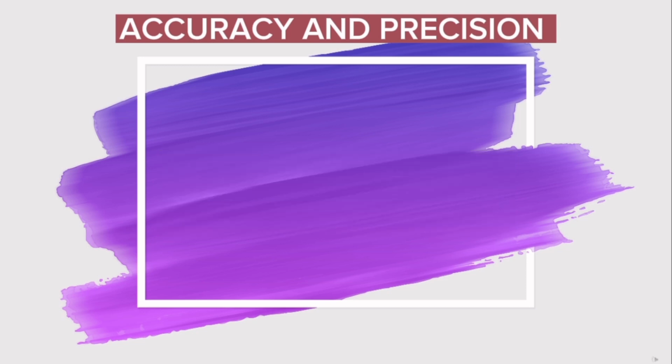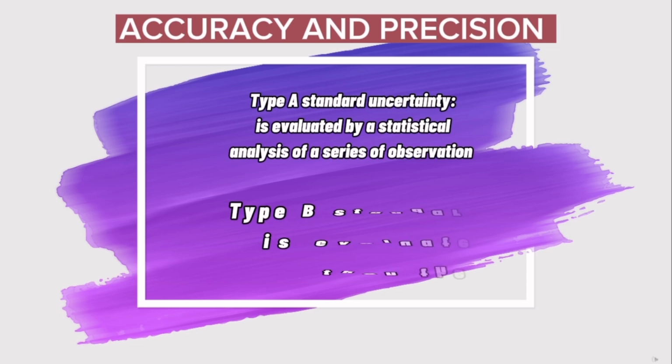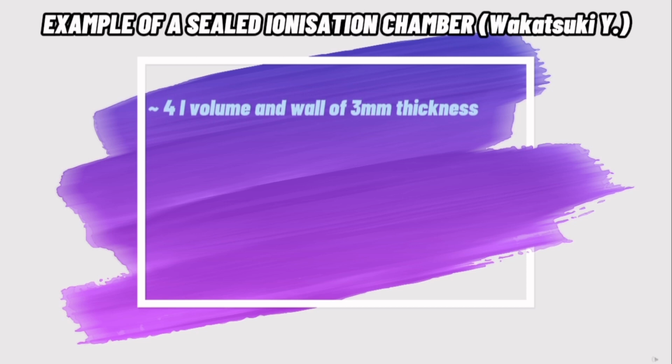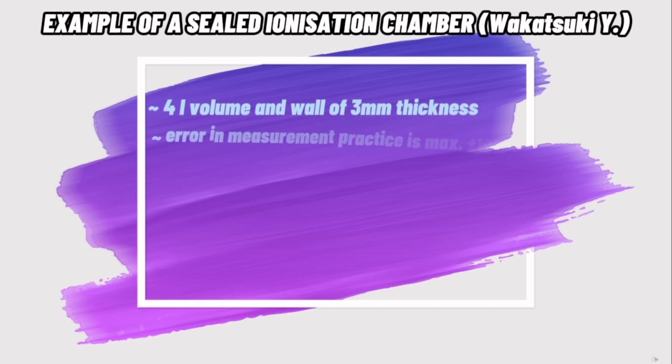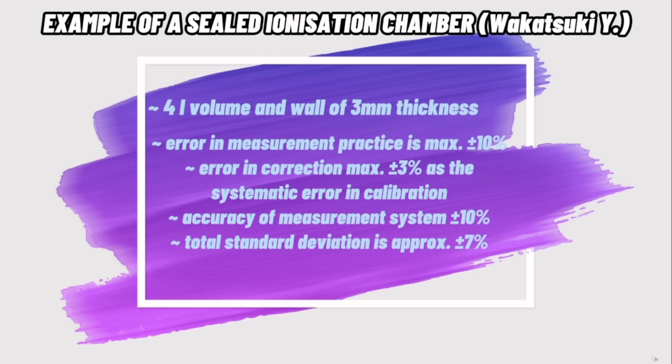There are two types of uncertainty. Type A is evaluated by statistical methods, and type B is the uncertainty of an input component that cannot be estimated by repeated measurement. Taking an example of a sealed ionization chamber with 4 liter volume and wall of 3 mm thickness from Wakatsuki, we can see a lot of data for accuracy and precision.